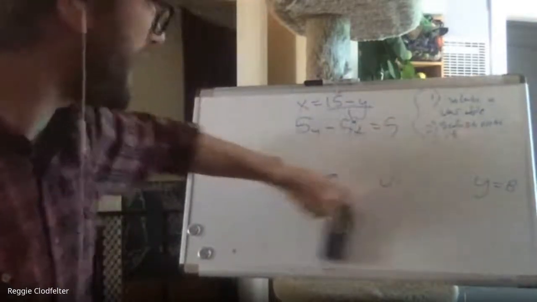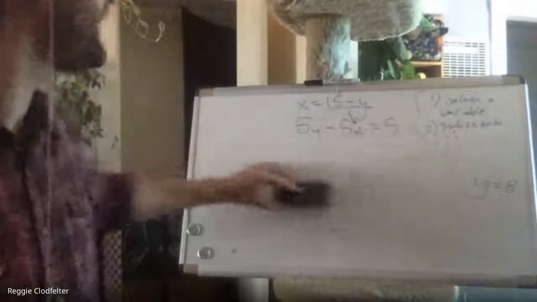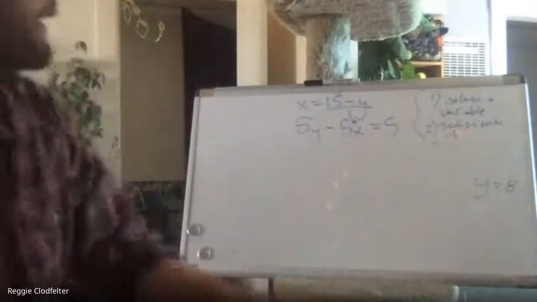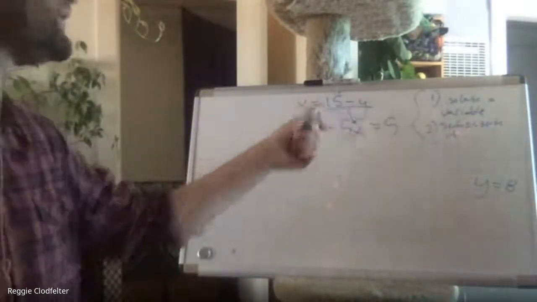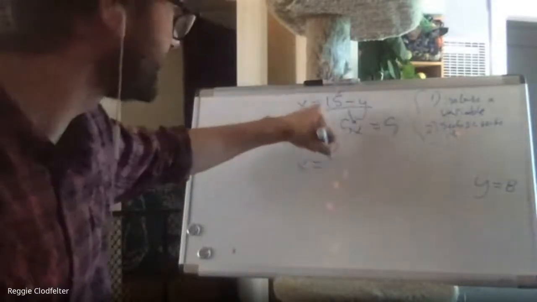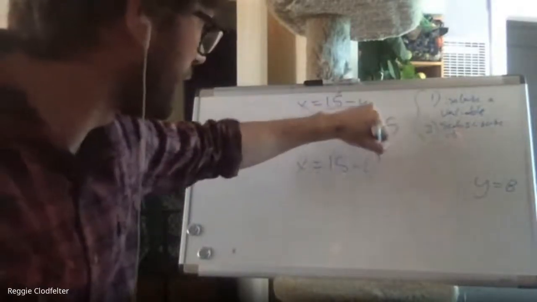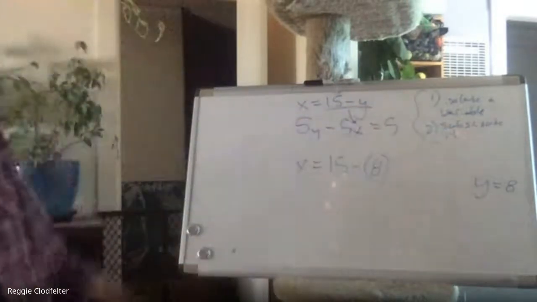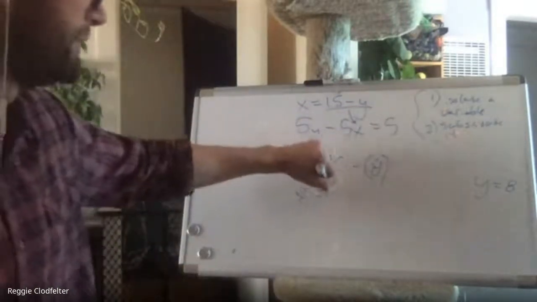So now I know y equals 8. So I can just plug in 8 for y to solve for x. I'm going to do the easier one because less multiplication, the top one. x equals 15 minus y, which is 8. 15 minus 8 is 7. x equals 7.